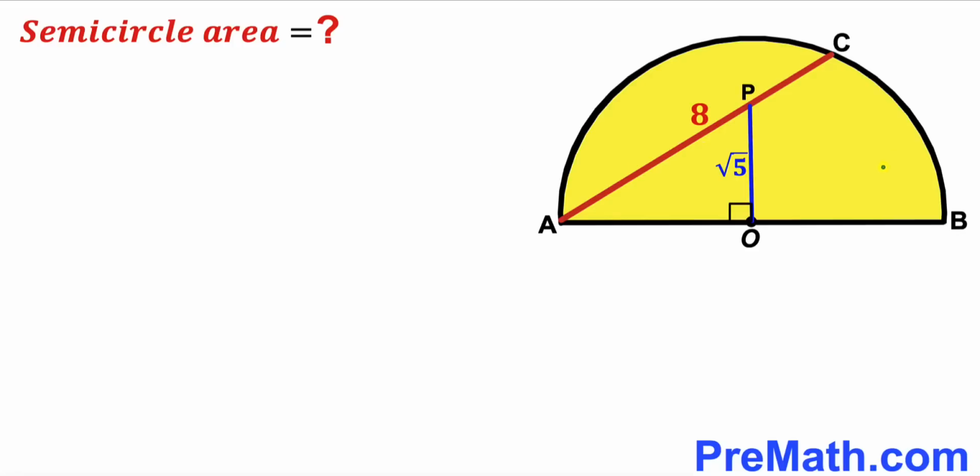Welcome to PreMath. In this video, we have got this chord AC and this perpendicular OP fully confined in this yellow semicircle, as you can see in this diagram, such that this chord AC is 8 units, whereas this perpendicular OP is square root of 5 units, and O is the center of this semicircle. And now our task is to calculate the area of this yellow semicircle.